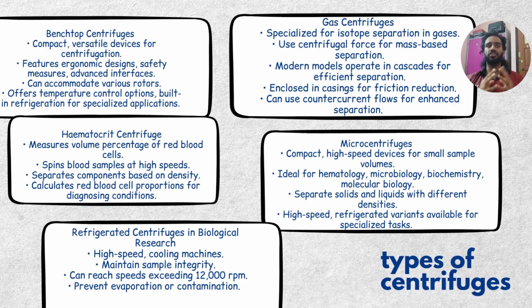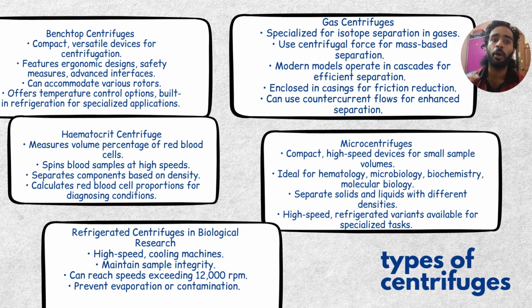Next, we would see the hematocrit centrifuge. This centrifuge measures the volume percentage of red blood cells in a blood sample. It spins the blood samples at high speeds and separates the components based on density, where the red blood cells have the highest density, followed by the white blood cells and the platelets. This type of centrifuge helps to calculate red blood cell proportions for diagnosing conditions such as anemia and sickle cell anemia.